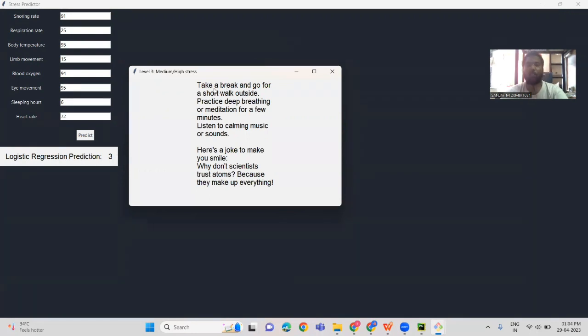We have given a suggestion to take a breath and go for a short walk outside, and practice deep breathing or meditation for a few moments. Listen to calm music or sounds. We don't know the user's preference, so you can take any one of them.